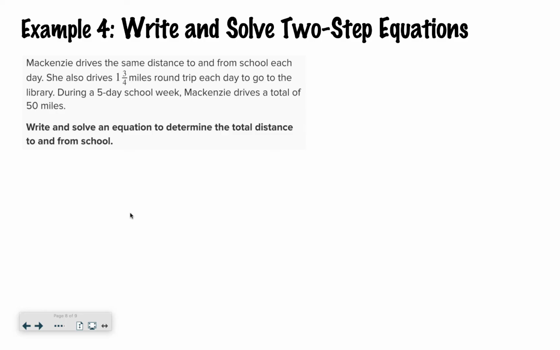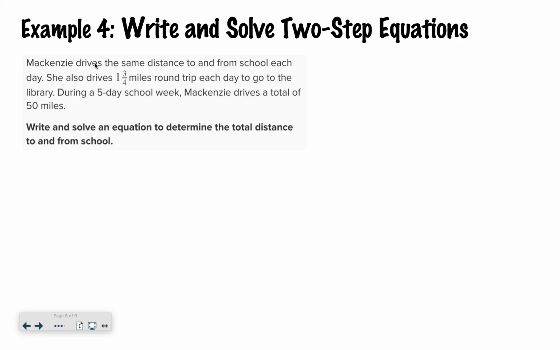Okay, now we are going to practice writing and solving an equation to determine the total distance Mackenzie drives to and from school. So this is what we know. Mackenzie drives the same distance to and from school each day. She also drives 1 3/4 miles round trip each day to go to the library. During a 5-day school week, Mackenzie drives a total of 50 miles.